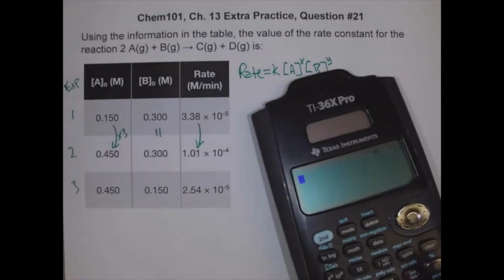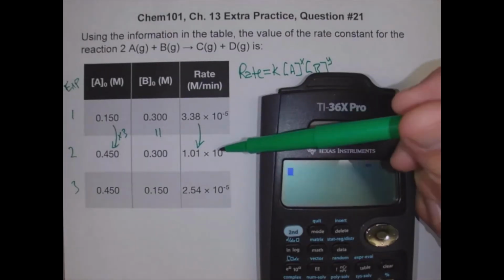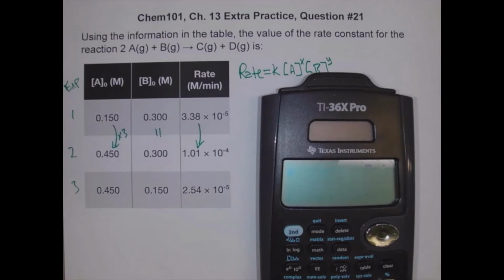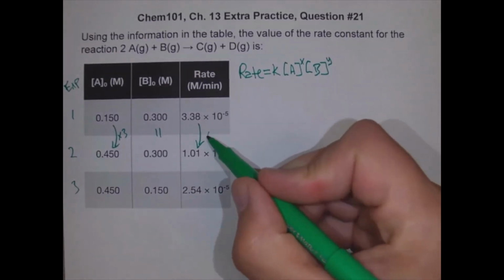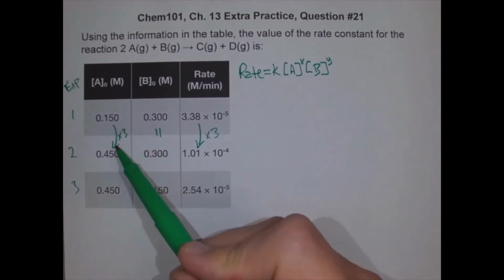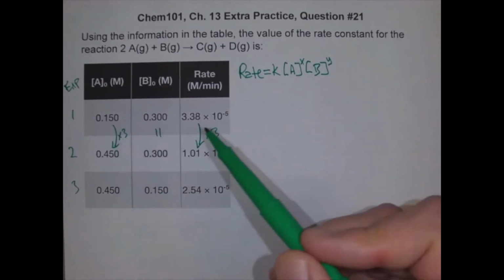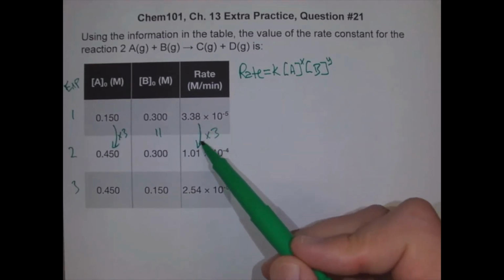So what I'm going to do, I'll get my calculator out, and I'll do a ratio of the bigger number divided by the smaller number. So 1.01 times 10 to the minus 4 divided by 3.38 times 10 to the minus 5. Now hit enter. Okay, and see how it went up also by about a factor of 3. That's important. So the concentration went up by a factor of 3, and the rate also went up by a factor of 3.